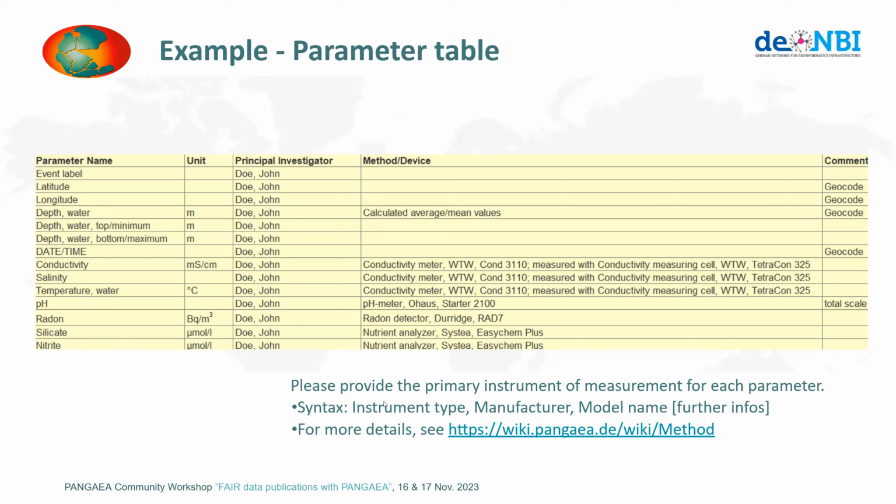And just as a short piece of information, for the method device, you should provide the primary instrument of measurement. And we have a certain syntax there. So you should write it as instrument type, comma, manufacturer, comma, model name. And if you're more interested in that, you can also have a look at the respective article in our wiki.